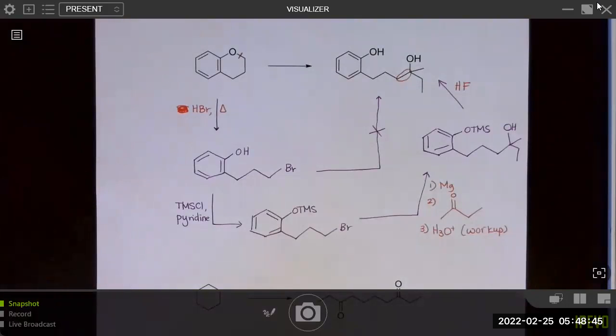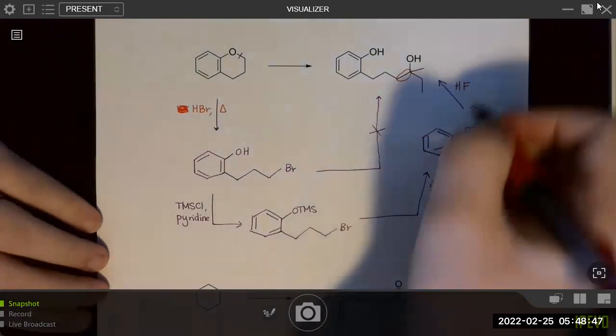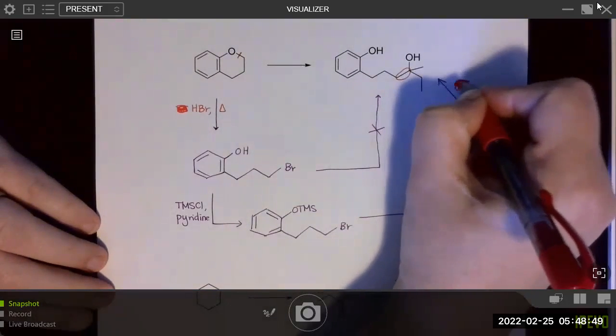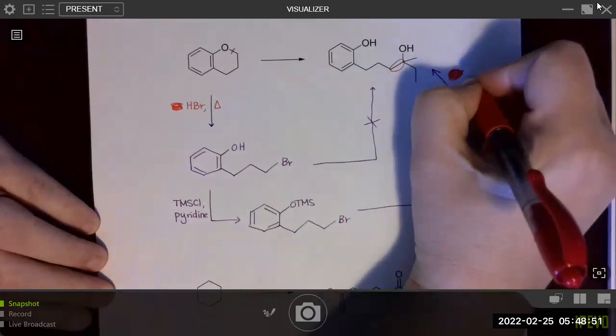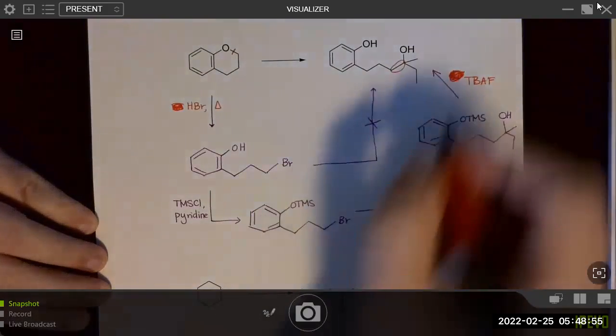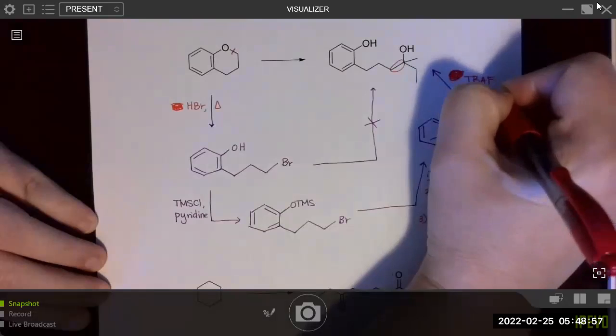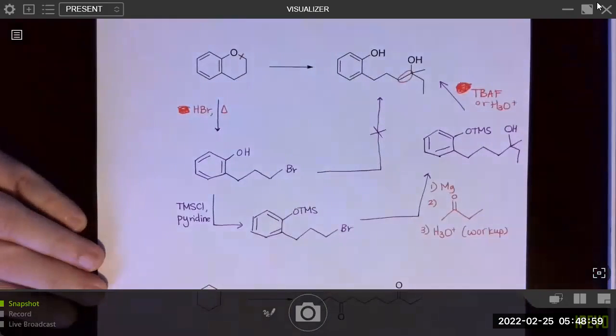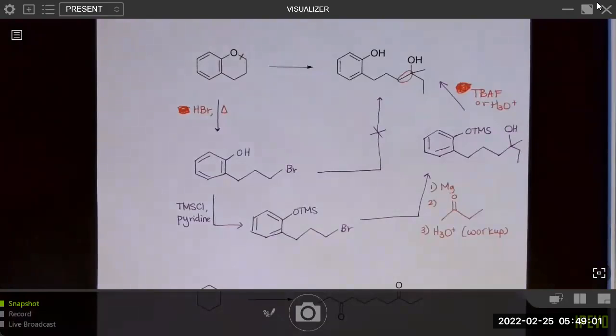Trying to think of what else do we use. Not HF, is it? It's TBAF, tetrabutylammonium fluoride, right, or H3O+. We'll get rid of that TMS group.